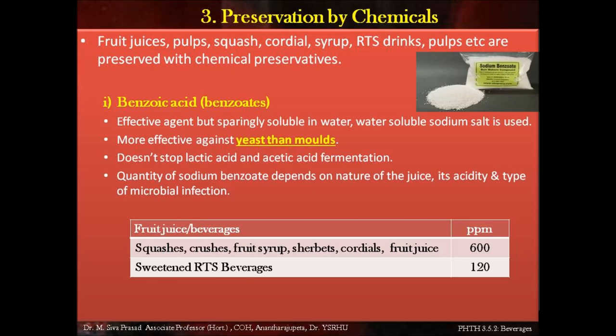So under this we have benzoic acid. Benzoic acid as such is the active principle which is effective against certain microbes. But if you use this benzoic acid directly in the juice, it doesn't dissolve. It won't dissolve in the fruit juice. It is insoluble. So that's why they use a salt of it, which is called sodium benzoate.